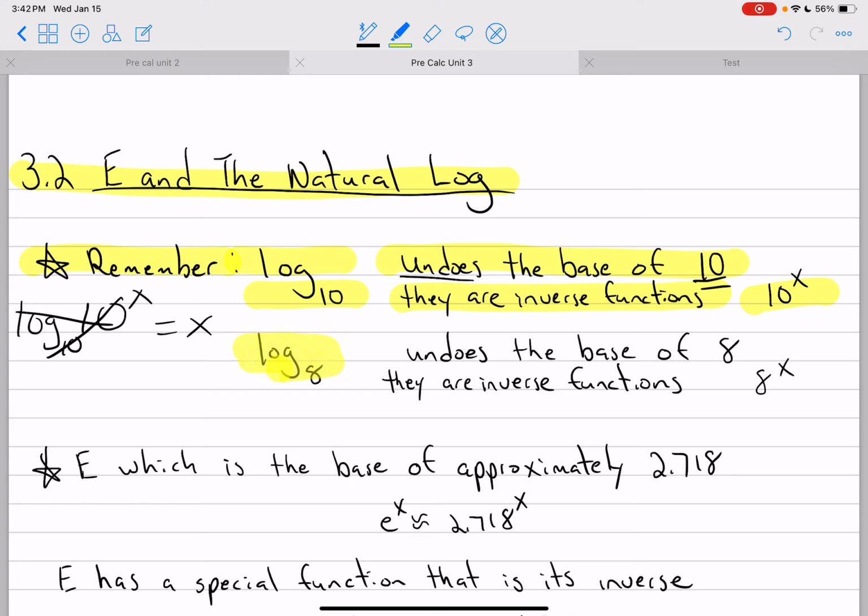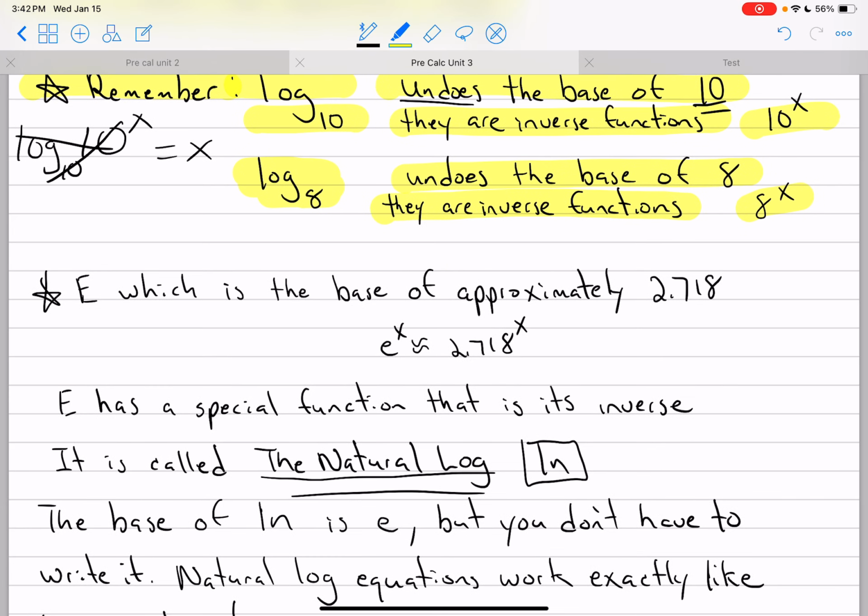So if I have log base 8, that undoes any exponent that's attached to a base of 8, because again, logs and bases are inverse functions, okay? Now what we're going to add to this is e, which is a number. It's the base of approximately 2.718, which we covered in a previous video. So e to the x is about 2.718 to the x.